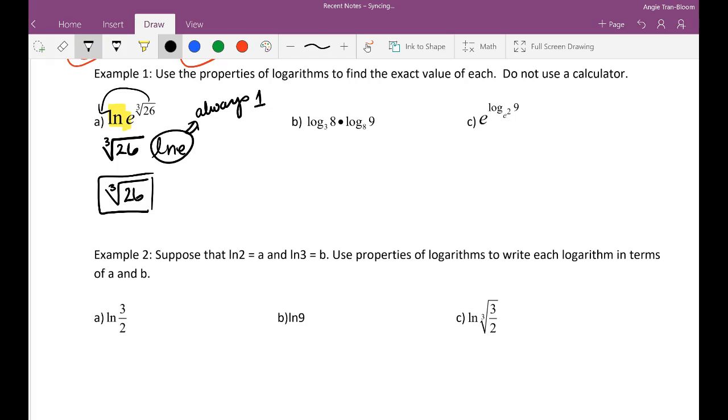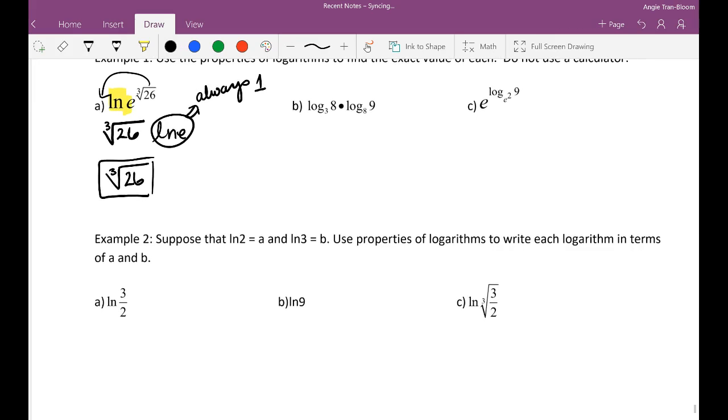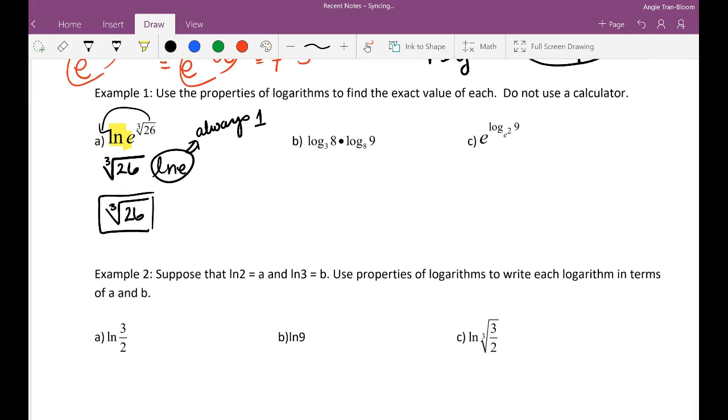All right, I have multiplications of 2 logs. Let's check it out. I have log base 3 of 8 times the quantity of log base 8 of 9. You need to figure this out without a calculator. So the first thing I'm going to do is make sure this is a multiplication of logs. Because it's this whole thing, class, it's a multiplication of logs.